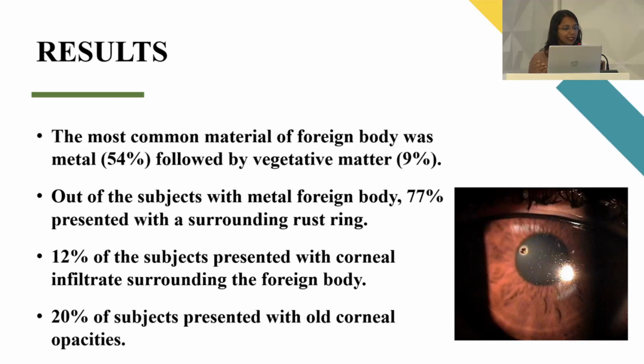The most common material of the foreign body was metal, close to 54%, followed by vegetative matter, 9%. Of the patients who presented with a metal foreign body, 77% had a rust ring. When there was a rust ring, the patients had to come for multiple visits as well. 12% of the patients presented with corneal infiltrates surrounding the foreign body, but almost all of those infiltrates were less than 1 mm, and they did not need any referral. And 20% of the subjects presented with old corneal opacities, which meant that they already had a similar history and had come back with repeated injuries.